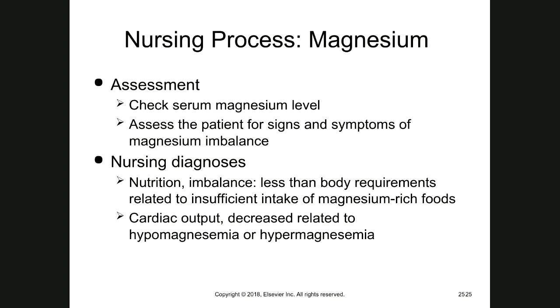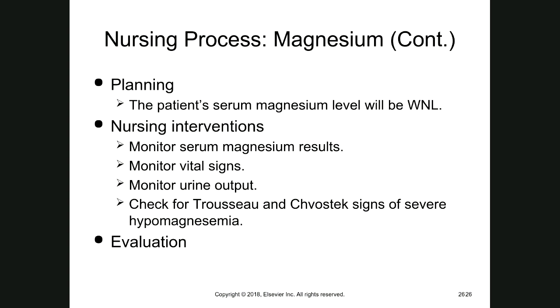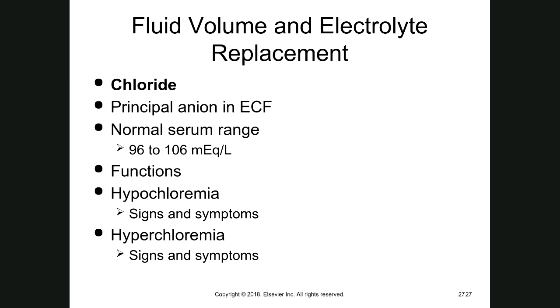So assessment, check the serum magnesium level, assess the signs and symptoms, look at your nutrition balance and what you do and what your goals will be, and how you'll plan to intervene and how to educate. And so you want to evaluate your goals and see if anything needs to be modified. And then you will go and recheck and see if everything is improved.